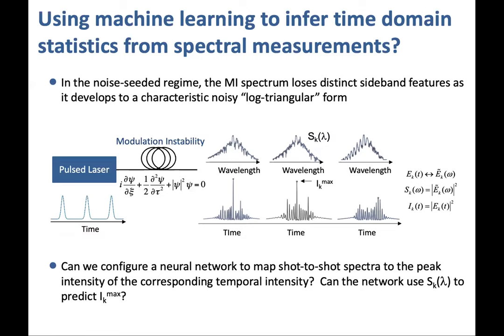So the problem that we assigned to ourselves was to see whether we could configure a neural network that could map shot-to-shot spectra to the maximum peak intensity in the time domain. In other words, if we feed multiple single shot spectra to the network, can we train it so that it can say later on that a particular spectrum is associated with a particular maximum intensity in the temporal domain? That allows us to detect extreme events simply from single shot spectra, which is not possible using simple spectral domain measurements.